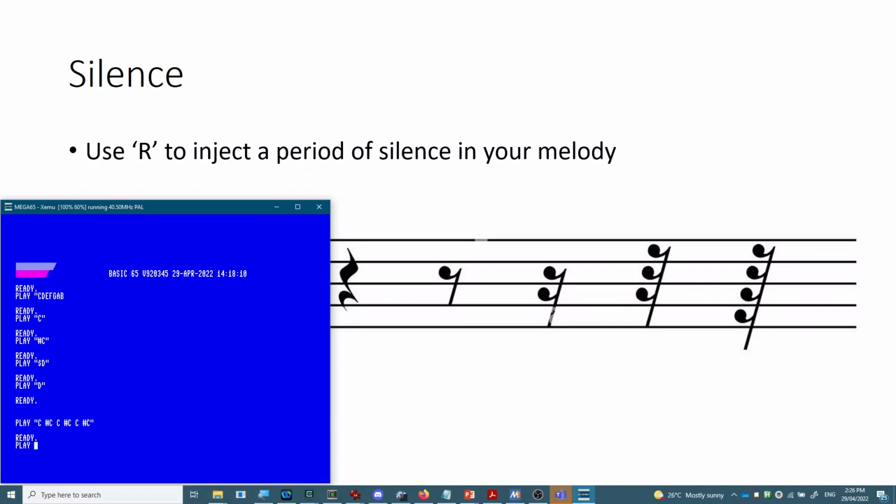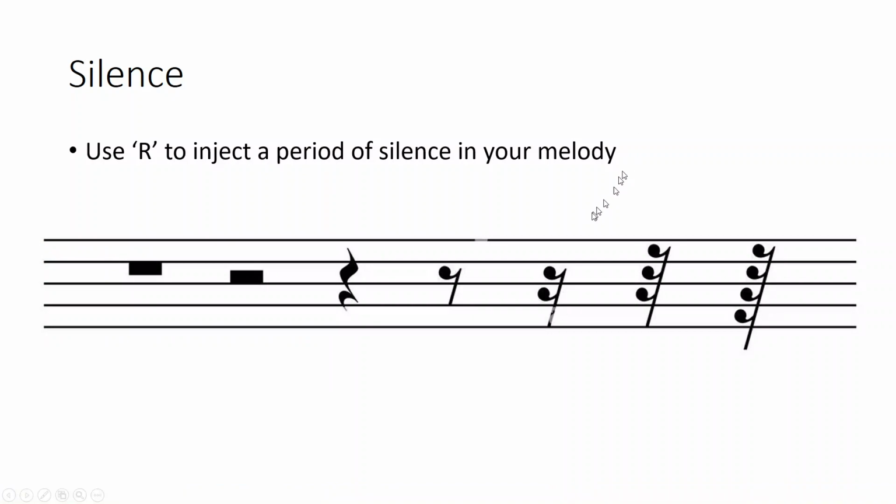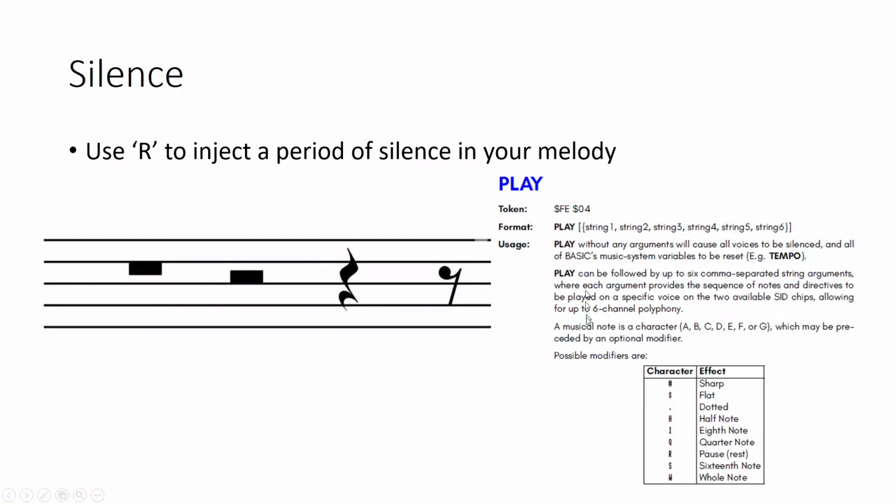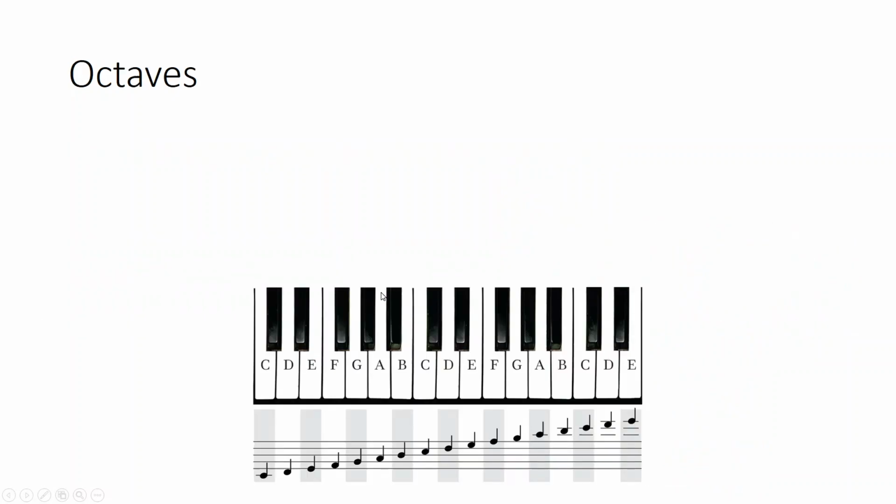So let's say C, D, E. If we wanted to inject silence between each of those, C, silence, D, silence, E, silence, C, silence. Okay, so that's basically how that works. And again, that's documented in the manual with the R meaning pause or rest.